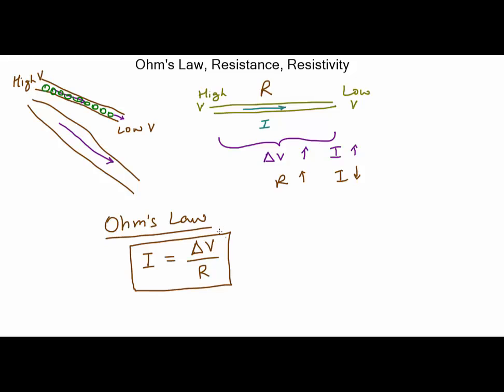As you can see, as delta V increases, I would increase, which we mentioned here, and as R increases, I would decrease, which we mentioned here. So the relationships are appropriately captured in this equation.